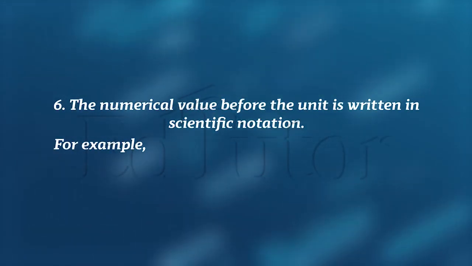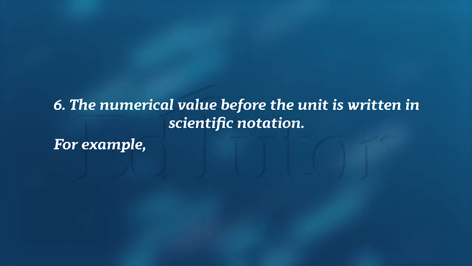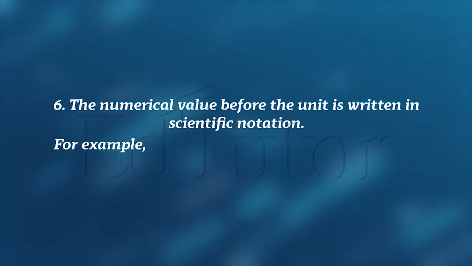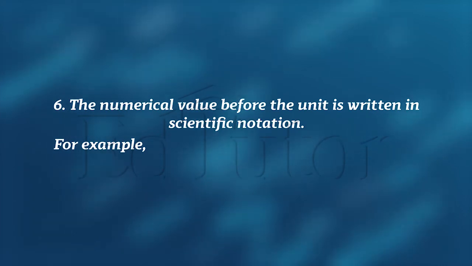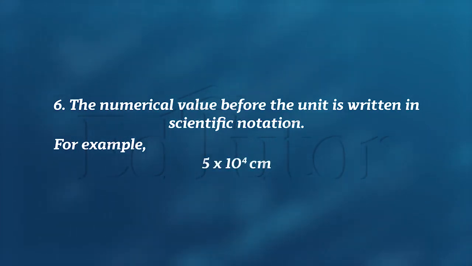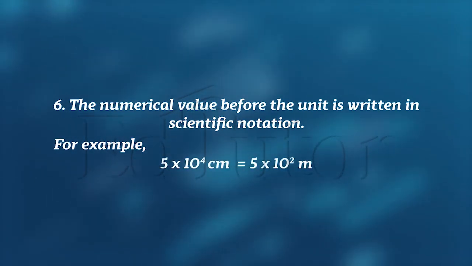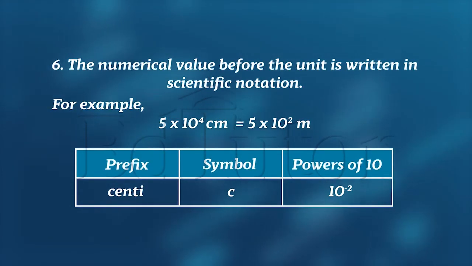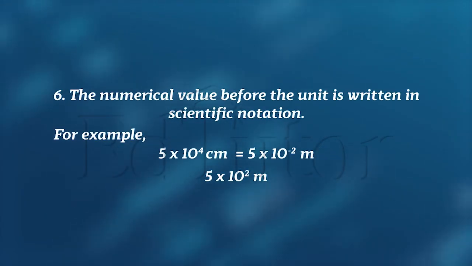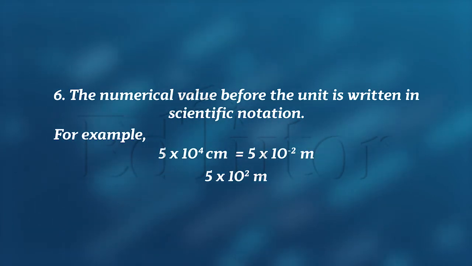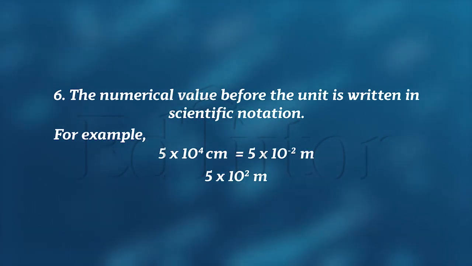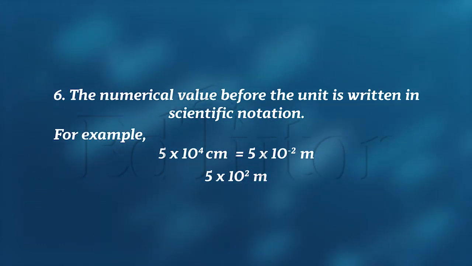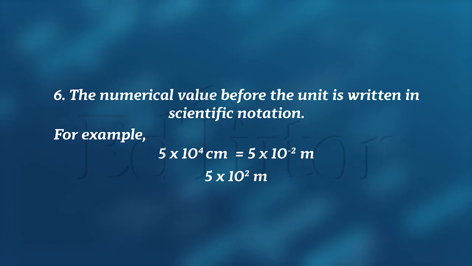Moving on to the next point, point 6. The numerical value before the unit is written in scientific notation. For example, if I write 5 into 10 raised to the power 4 centimeters, then it can be written as 5 into 10 raised to the power 2 meters. The centi prefix is 10 raised to the power minus 2, right? So, when both values are multiplied, the powers are added, that is 4 minus 2. So, we get 5 into 10 raised to the power 2 meters.